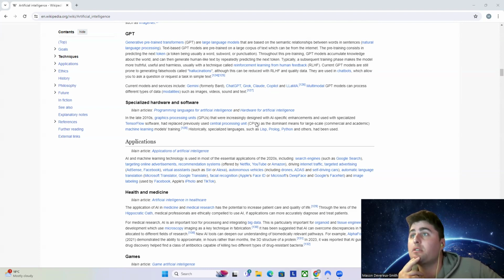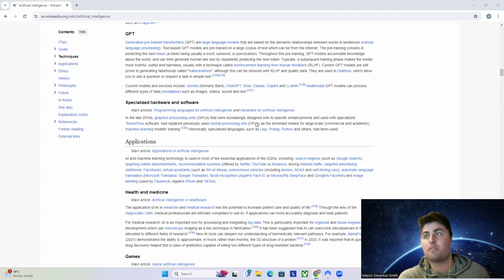Current GPT models are still prone to generating falsehoods called hallucinations, although this can be reduced with reinforcement learning from human feedback and quality data. They are used in chatbots, which allow you to ask a question or request a task in simple text. Current models and services include Gemini, which formerly was called Bard, ChatGPT, Grok, Claude, Copilot, Llama. Multimodal GPT models can process different types of data or modalities such as images, videos, sound, and text.